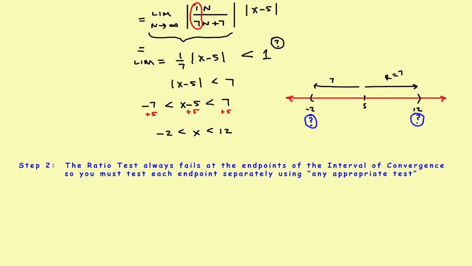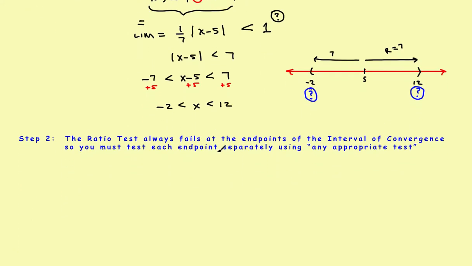So again, we now drop down and go to step 2. The ratio test always fails at the endpoints, so you must test each endpoint separately using any appropriate test of the previous tests that you have had for determining convergence. So again, starting with the original problem, let's just rewrite the original thing. We'll test the left endpoint first.